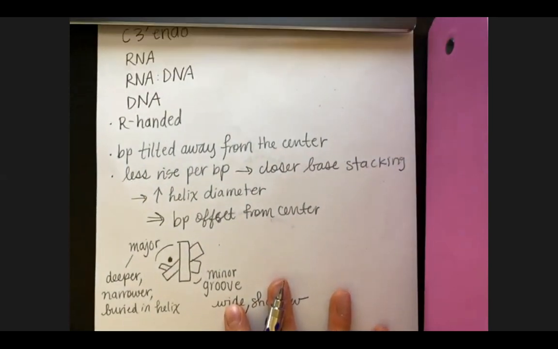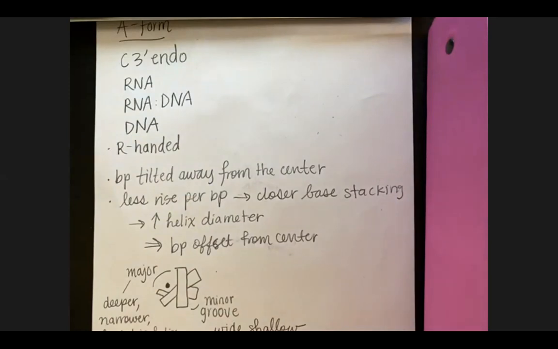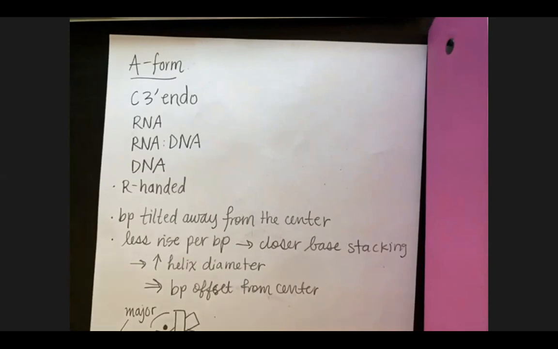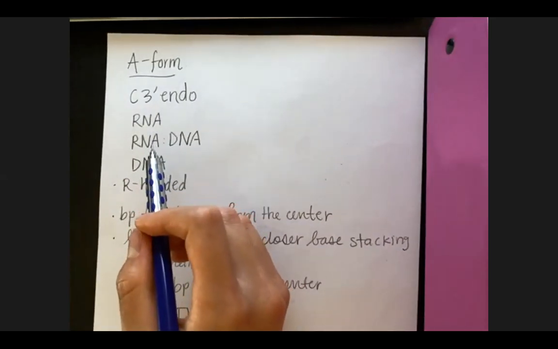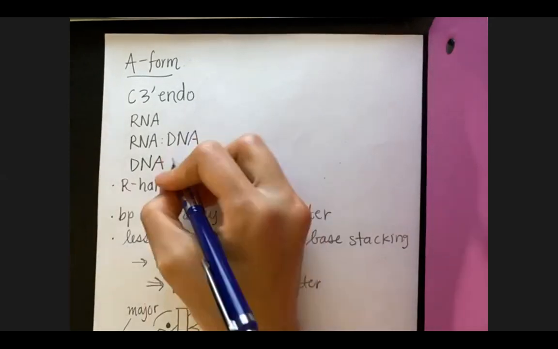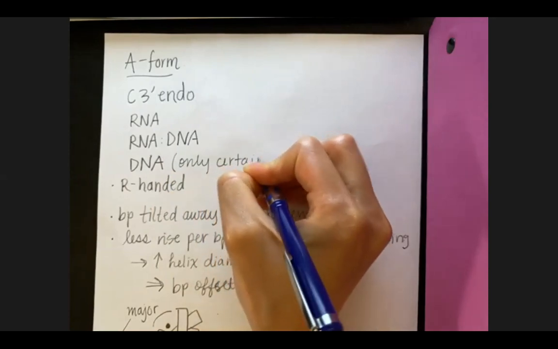Does anyone have questions? I had a quick question. When does A-form DNA usually occur? So it'll occur for RNA, RNA-DNA duplexes, and DNA only for certain situations, so usually DNA will be B-form.